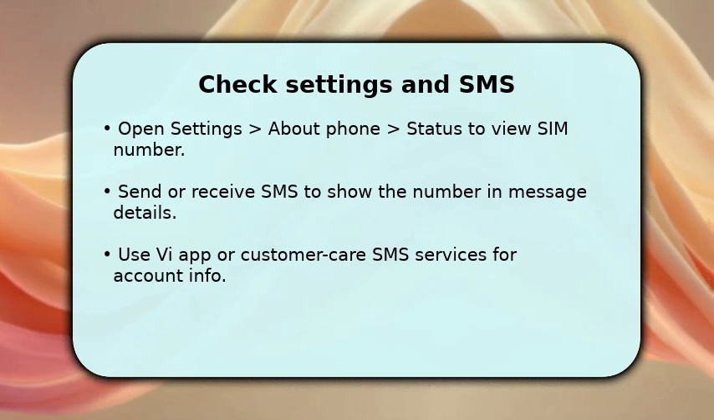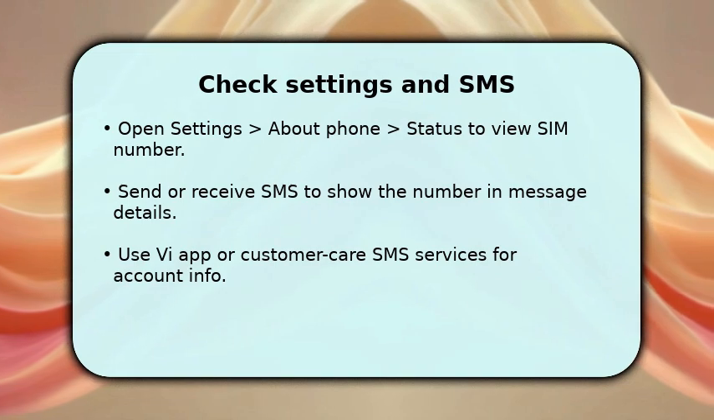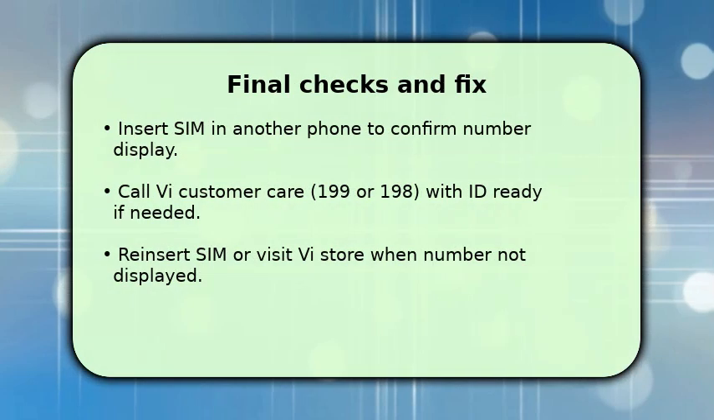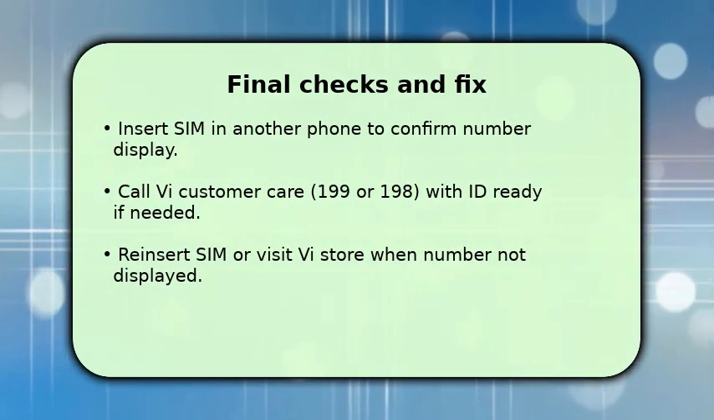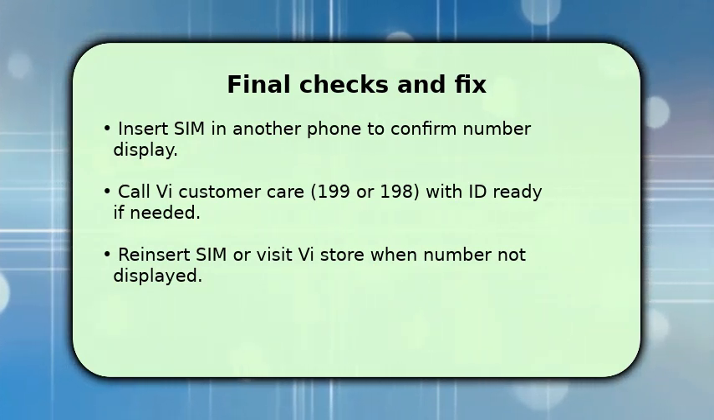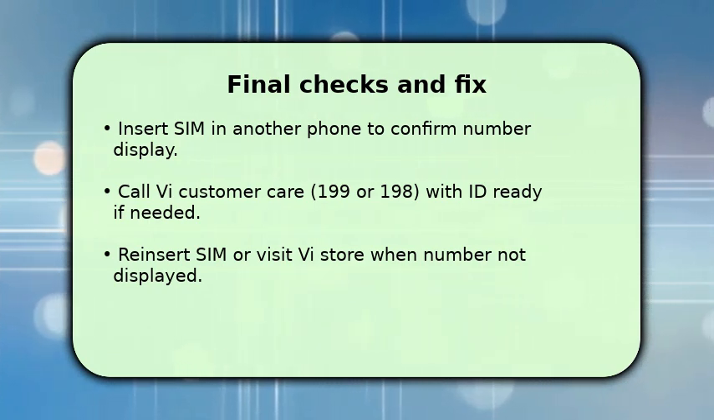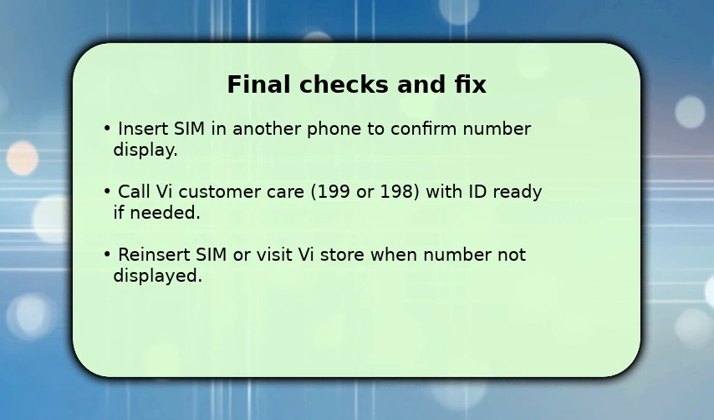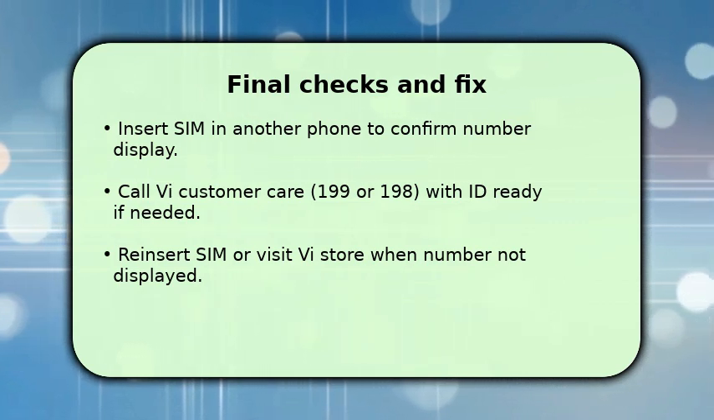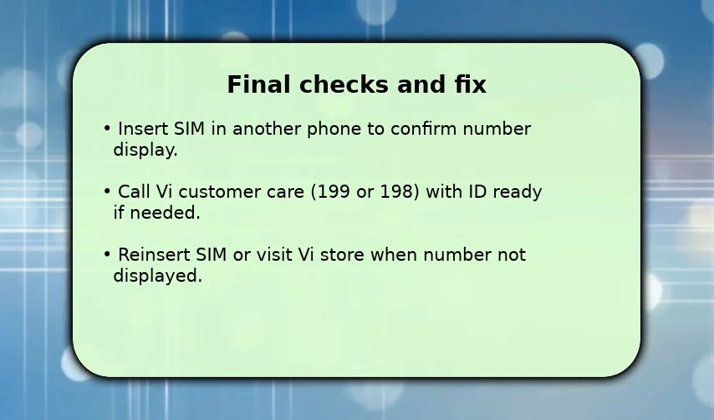These services explain why the number is linked to your SIM and confirm billing or activation status. You finish by validating results. If the number still doesn't show, put the VI SIM into a different phone to rule out device settings. Once verified, call VI customer care at 199 or 198 where applicable, and have ID or SIM details ready so they can look up your MSISDN and activation records.